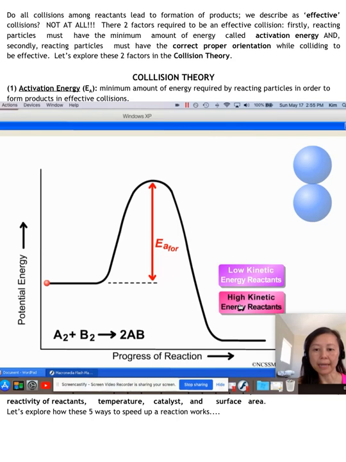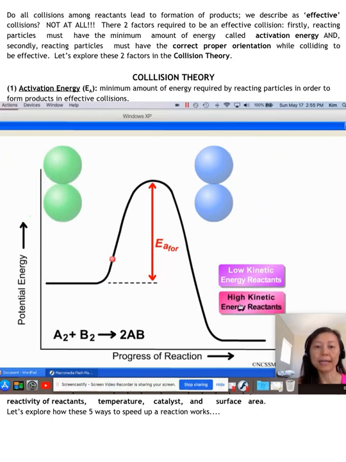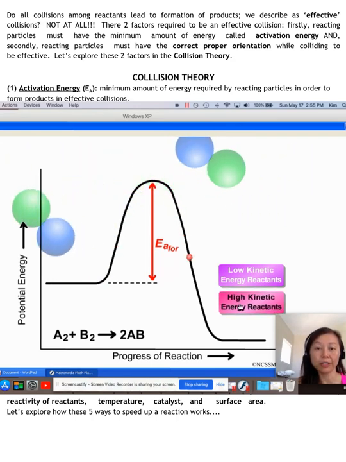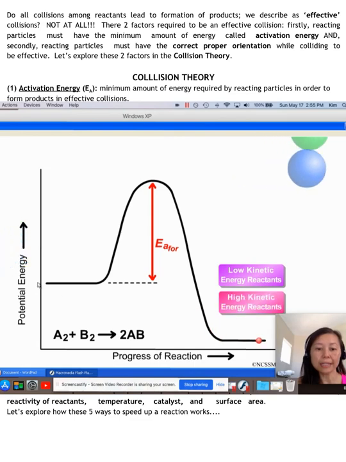Now let's see what happens in the second scenario, high kinetic energy. Those particles are moving much faster, and we did overcome the activation barrier, which is called the activation energy, leading to the formation of products in this case. And you'll notice the particles change. Now you have two AB particles. So the collision there was effective in the end.